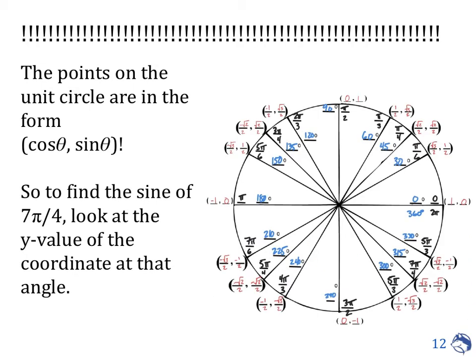The other reminders I have for you are that the points on the unit circle are always in the form cosine, sine. So this is the cosine, these are the x values. The sine are the y values. For instance, if I want to find the sine of 7 pi over 4, first of all, 7 pi over 4 is right here. And if I need to find the sine, I'm going to look at the y value there. So that's √2/2.